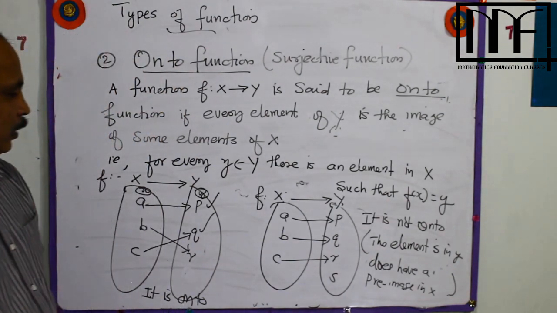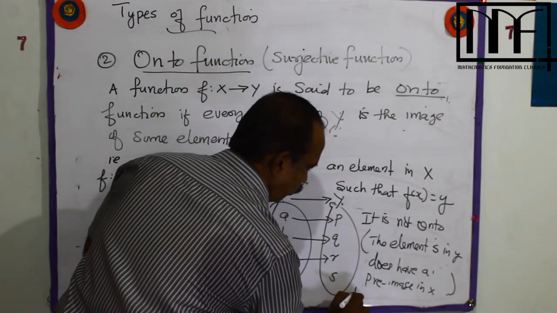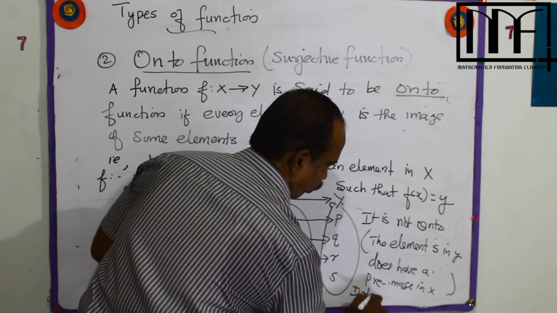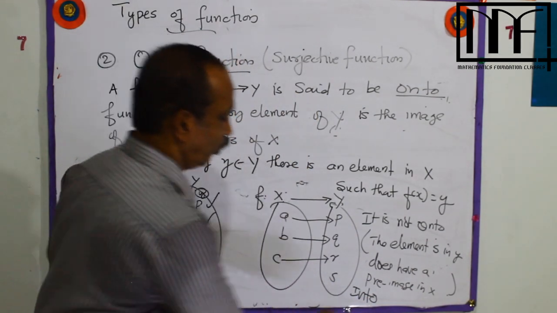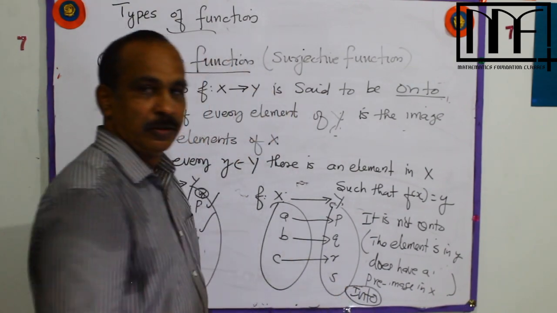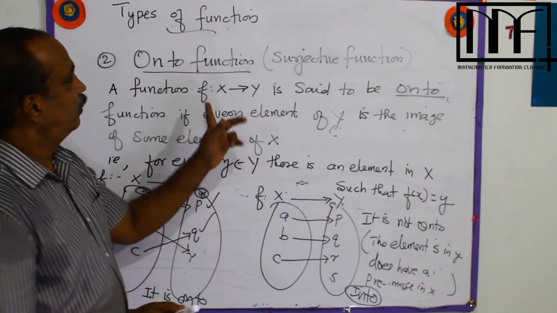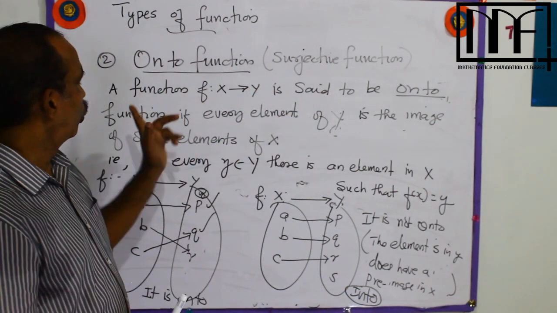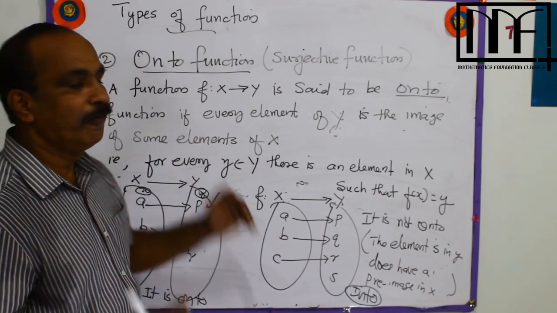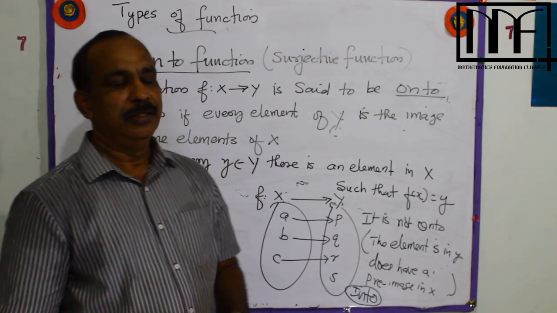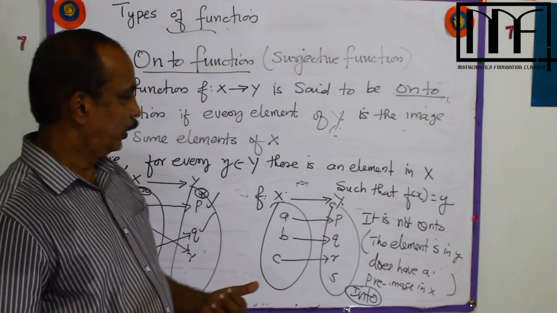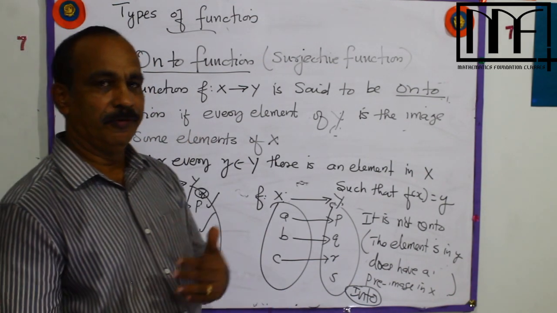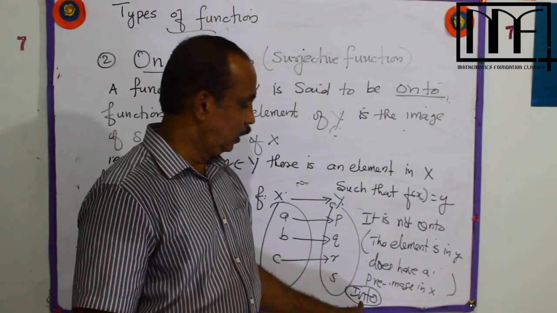Pre-image in X. If it is not onto, we call it into function. So this is called into function. A function f from X to Y is said to be onto or surjective function if every element of Y is the image of some element of X. It is called onto function. And if the function is not onto, it is into function.